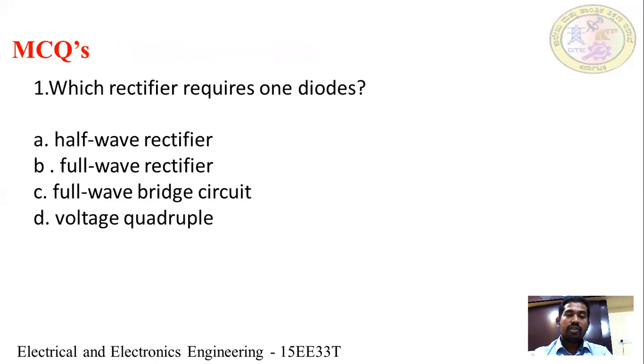Okay, let us go for MCQ, that is multiple choice questions. Which rectifier requires one diode? The options that are given are: A, half wave rectifier, B, full wave rectifier, C, full wave bridge rectifier, D, voltage quadrupler. We know that the answer is half wave rectifier, that is option A. It requires only one diode for construction.